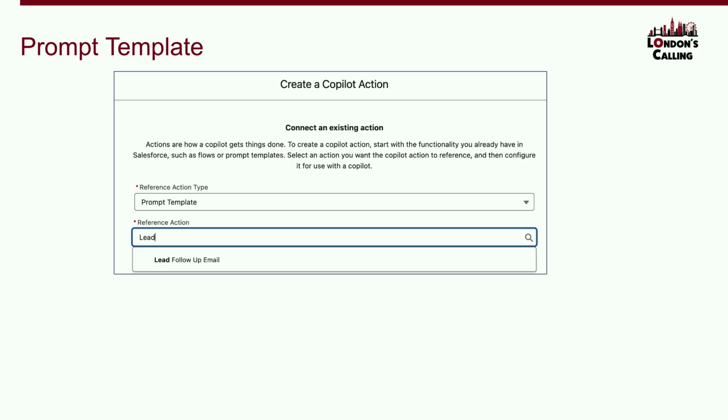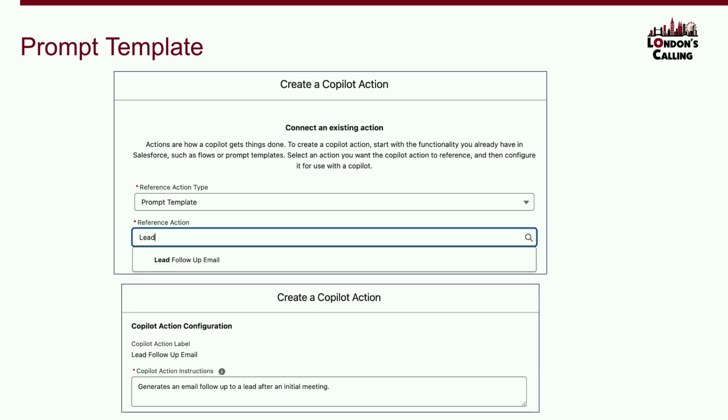So now we can create the Copilot action from it. I tell it it's a prompt template, and typically I don't have very many of those. I don't have an awful lot of prompt templates kicking around. You can use any type of prompt template that you've got, but the formatting may not be exactly as you want, so I tend to stick with Flex.